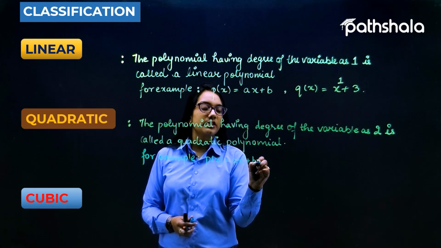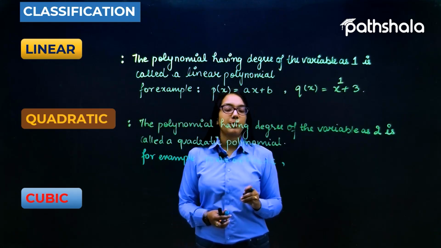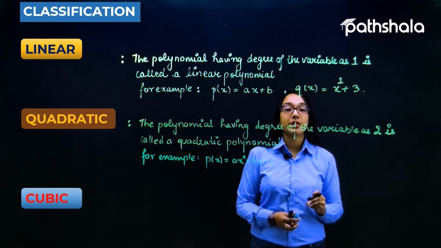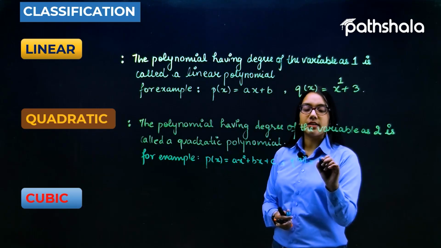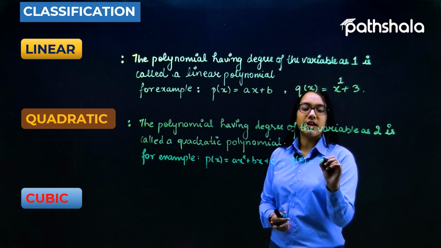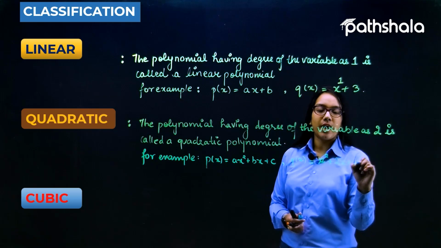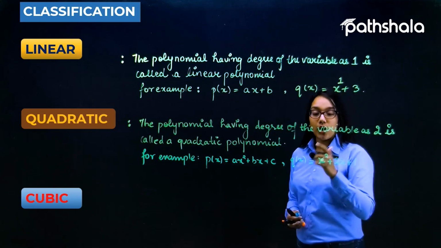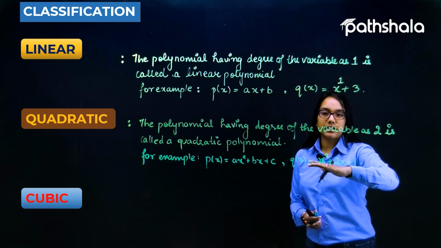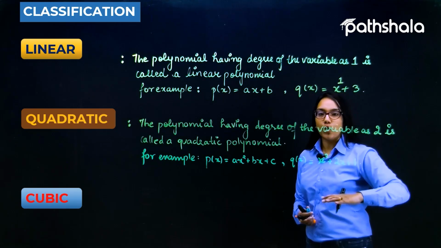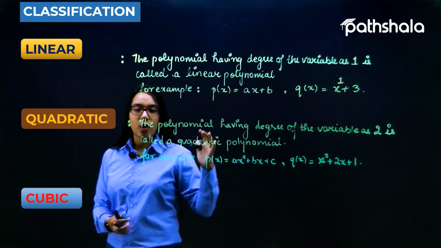For an example, if we talk about p(x) is equal to ax square plus bx plus c, this is called a quadratic polynomial because the degree of this polynomial is obviously 2. Let us take another example, x square plus 2x plus 1. Again, the highest power or the degree of this polynomial is 2. That's why this polynomial is called a quadratic polynomial. So the polynomials having degree of the variable as 2 are called quadratic polynomials.